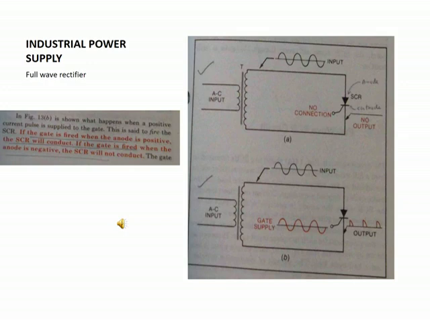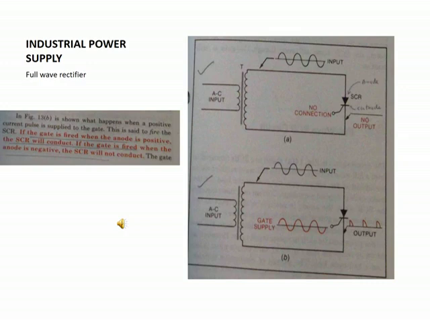SCR is silicon controlled rectifier. By connecting the gate firing signal, the SCR will conduct, and the output will be DC voltage. In B, we can see that we use only a single SCR, so the output voltage will be a half wave DC voltage.